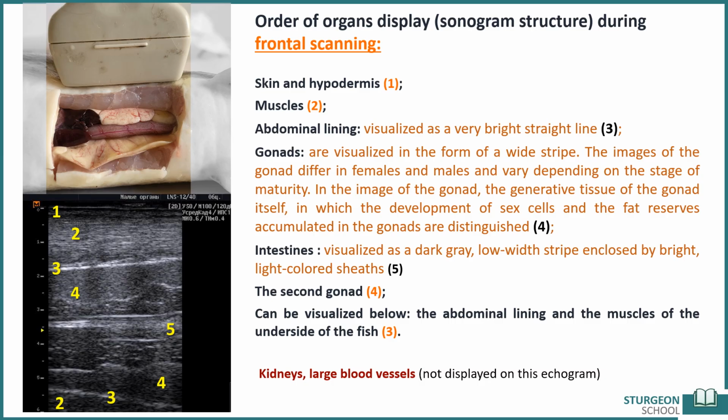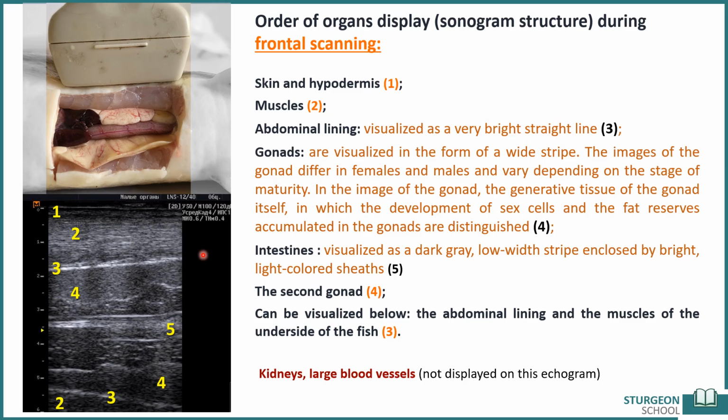Let us return to the structure of the sonogram. Next, below the muscles, the lining of the abdominal cavity is displayed. This is a dense multilayer membrane, which is visualized as a very bright, rather thick, almost straight line. And this line is actually the boundary from which the image of the gonad begins. The display of the gonad on the sonogram depends on many factors.